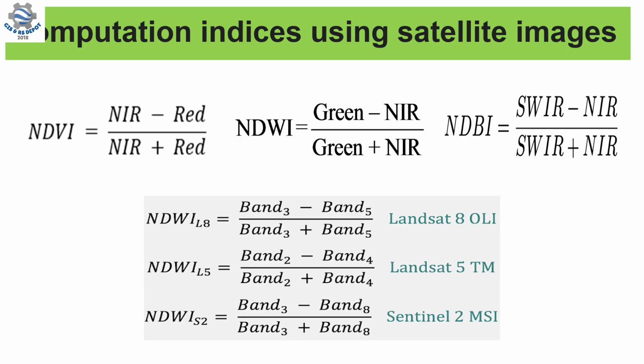This equals, that means this is our equation. The NDVI formula is near infrared band minus red band divided by near infrared band plus red band. The NDWI equation is green band minus near infrared band.